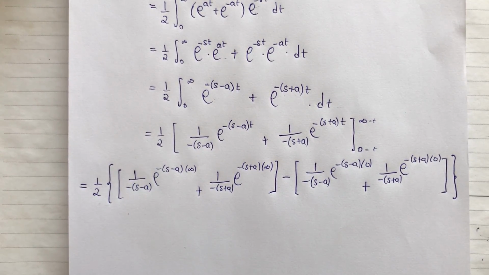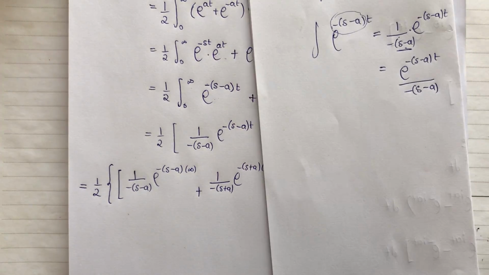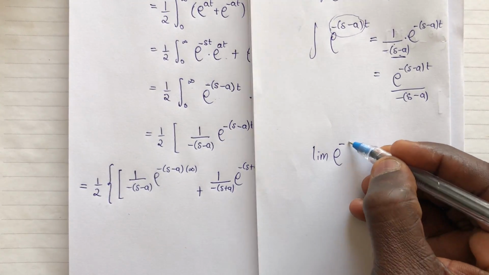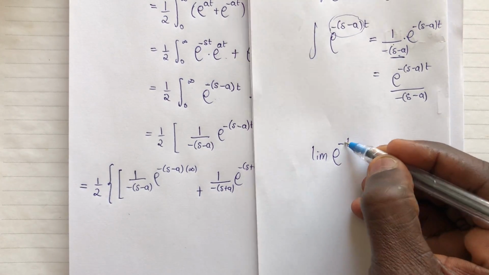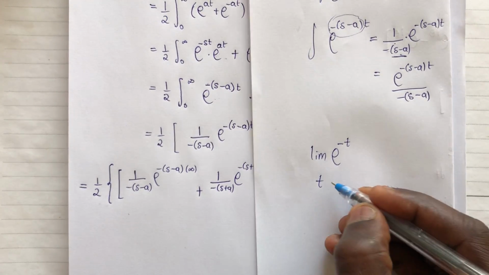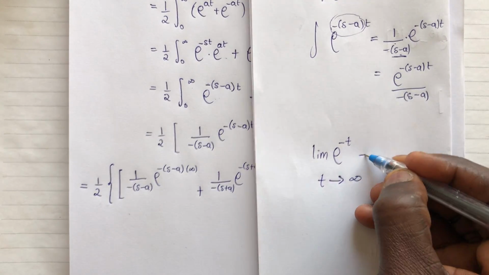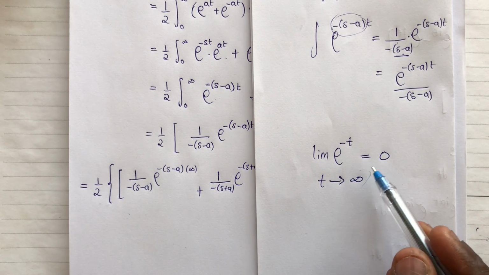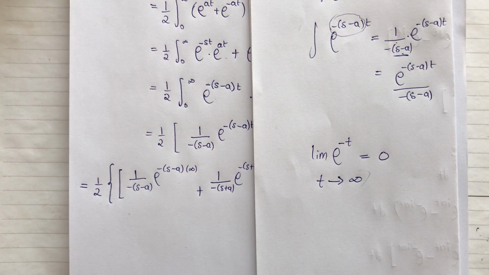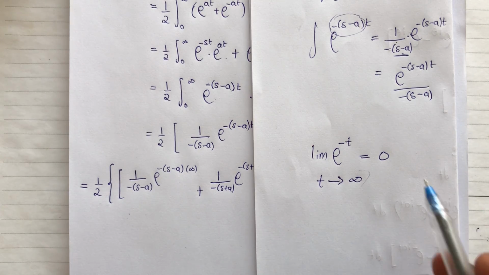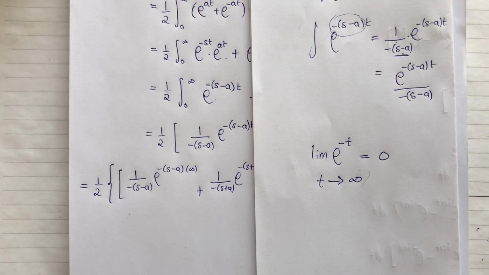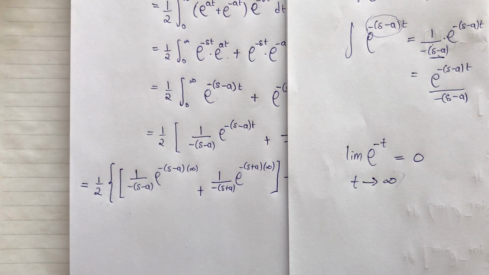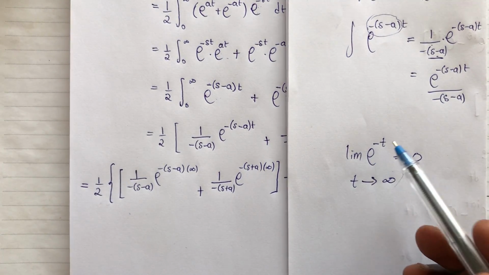For the sake of those who are watching this for the first time, when I have the limit of a function e to, let's say, negative, let me use t, then whilst t approaches infinity, this result is equal to 0. This means that when you substitute a very large number for t, the result converges to 0. You can check this with your calculator. Substitute a very huge number, 1 billion or 2 billion, and monitor the result.